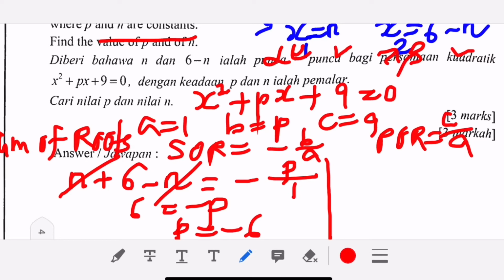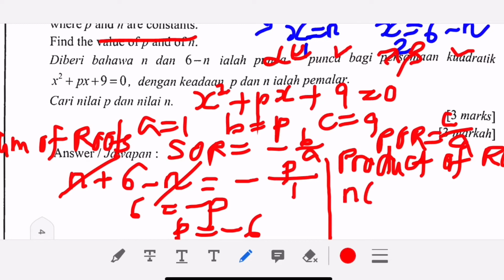product of the roots. Okay, SOR means sum of the roots. POR means product of the roots. Product means you multiply. So you will take the two roots and multiply. So the roots just now were n and 6 minus n. You multiply, equal to C, which is 9, and the A is still 1. Right? Just now our A is 1. So then, okay, we will try to expand.